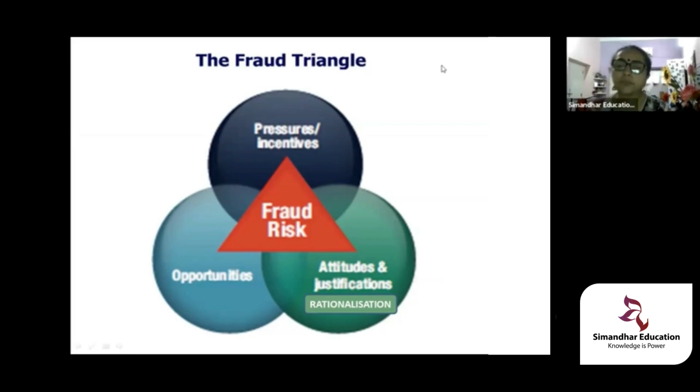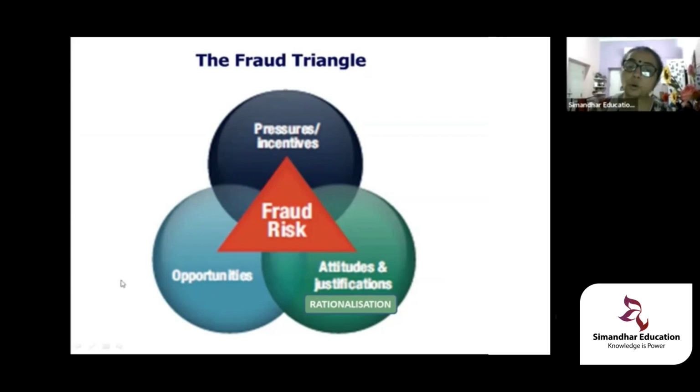That means the chair will collapse. If there are three legs and you break one leg, automatically it will fall down. You can't use the chair, right? In the same way, if you want to prevent fraud, you break any one of these, then fraud will not happen. How to break any one of these?